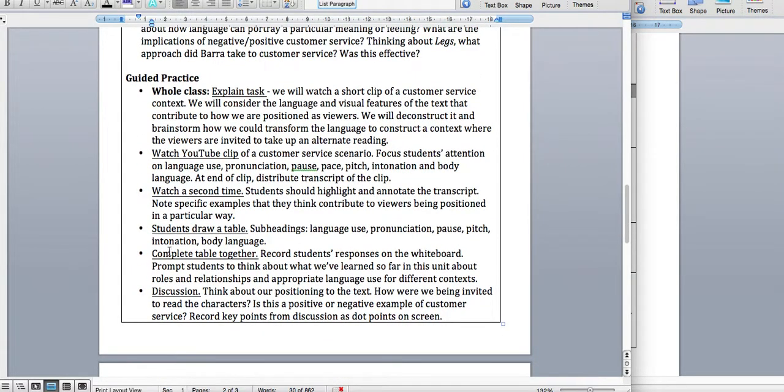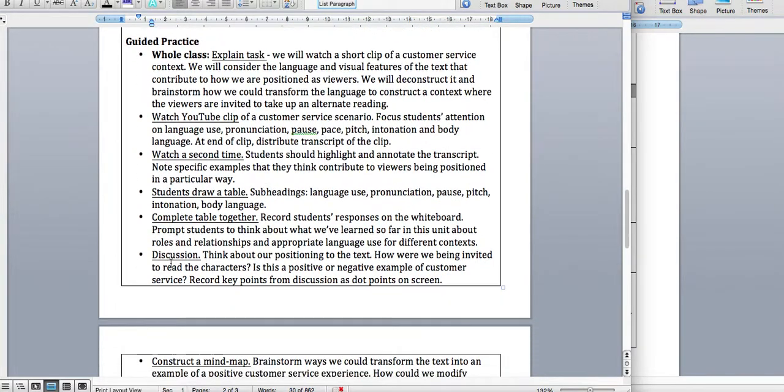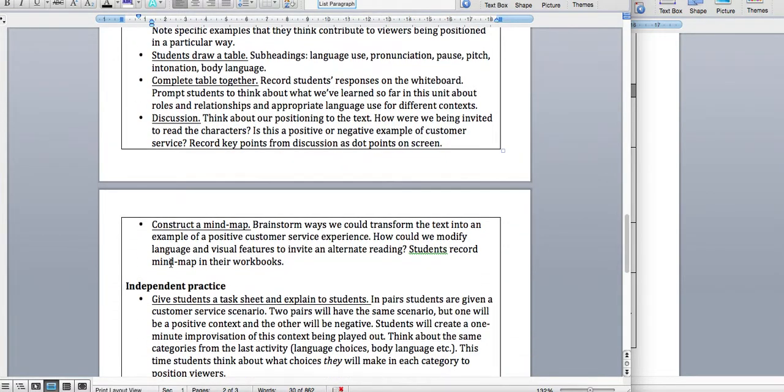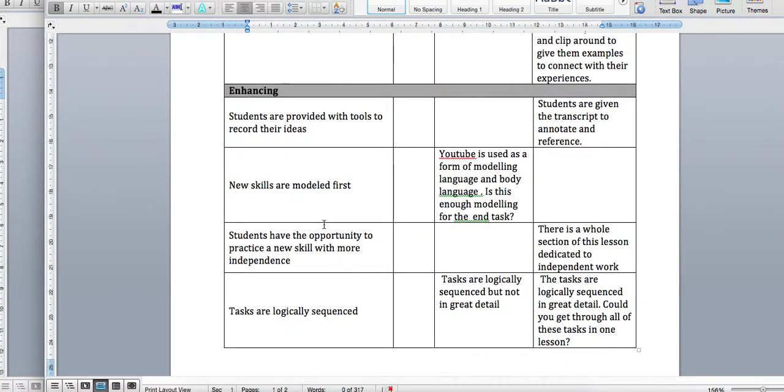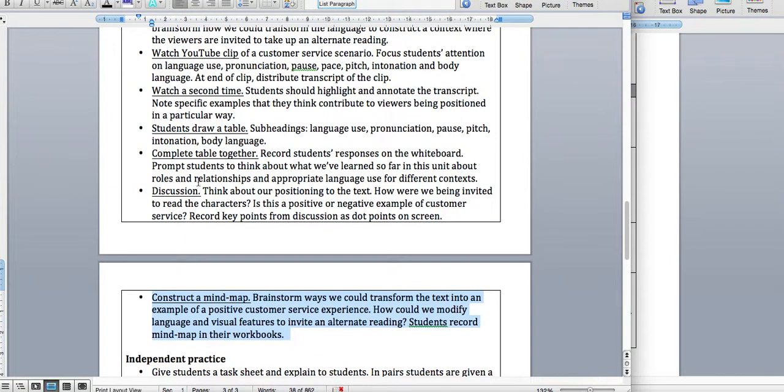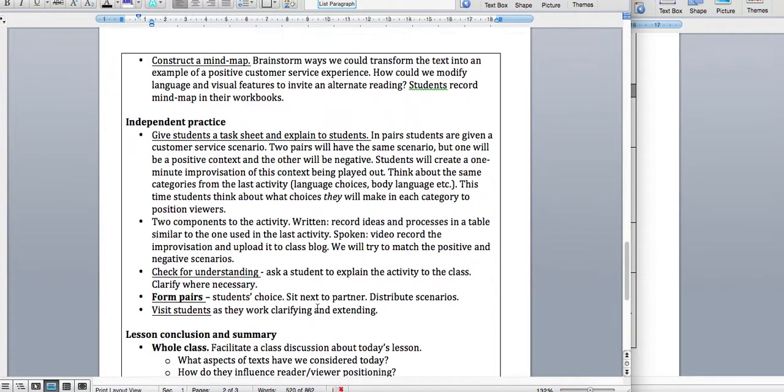In lesson 2, there's an awful lot more scaffolding. Okay, completing the table together, having a discussion, doing a mind map to help students develop ideas. And then they're given more practice. So for this one, students have the opportunity to practice a new skill with more independence. Lesson 2, there is a whole section of this lesson dedicated to independent work. That's right. So we've modelled what we want students to do, given them the content, and now we're getting them to practice more independently.